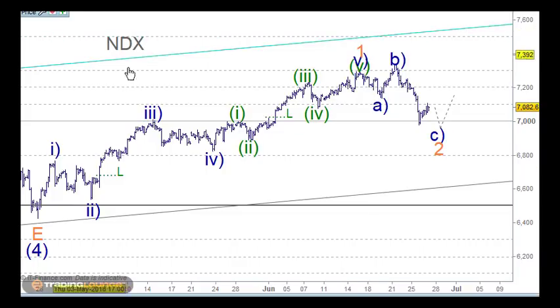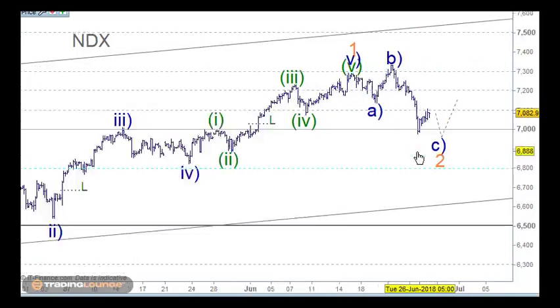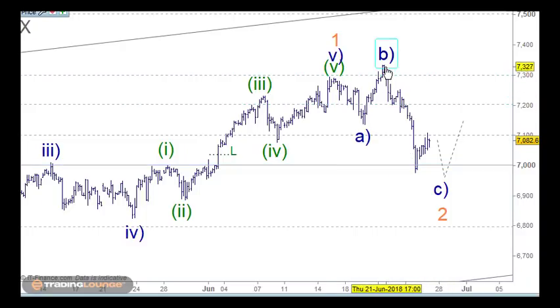So for the NASDAQ, starting with the NASDAQ today, we're looking at this particular correction here from wave 1. We're looking for an A wave, a B wave and a C wave. This C wave here will be in 5 waves, and we can see them here as 1 and 2 and 3 and 4 and 5 here.